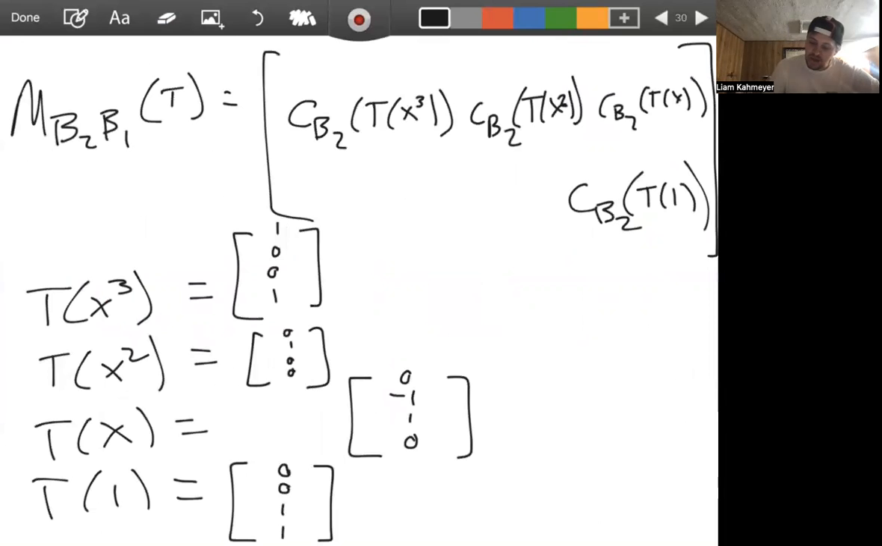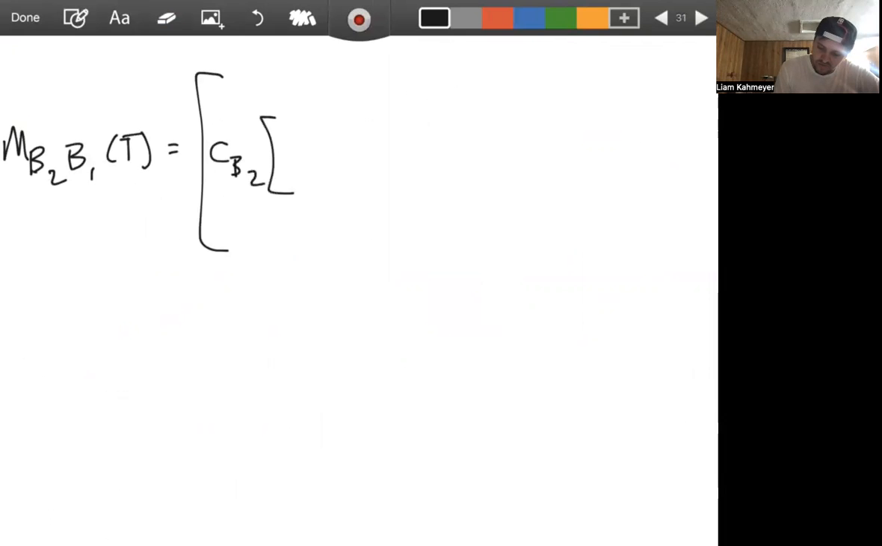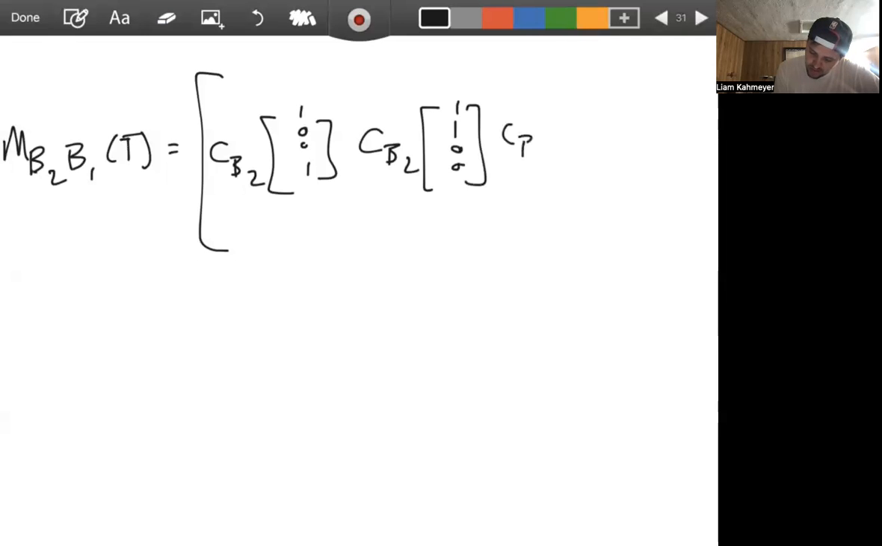Which means now we understand how the basis of P3 is transformed under T, but now we need to look at the coordinate vectors for the images of those. So M_B2,B1(T) is then equal to C_B2 of T of x cubed, which was (1, 0, 0, 1), and then C_B2 of the rest: (1, 1, 0, 0), C_B2 of (0, negative 1, 1, 0), and then C_B2 of (0, 0, 1, 1).